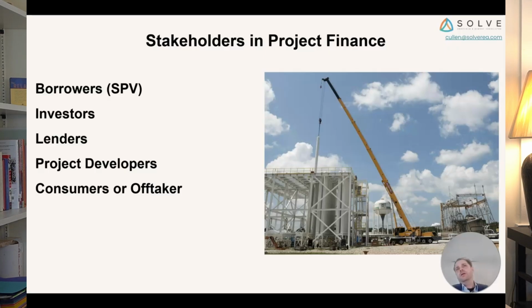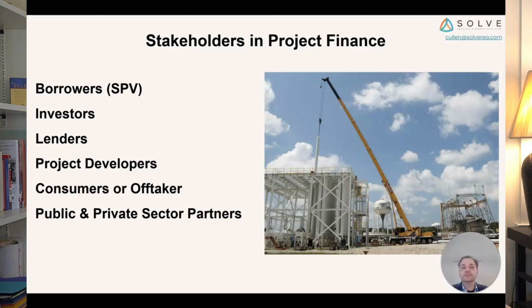Then there's the customer or the off-taker. This is the counterparty that is on the other side of that long-term contract that makes this whole project finance program work. So in the case of a solar facility, this would be the group that's buying the energy from the solar facility. It could be the grid, or it could be an individual who signed a long-term power purchase agreement just for the solar energy from that facility.